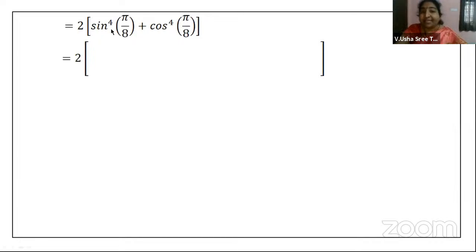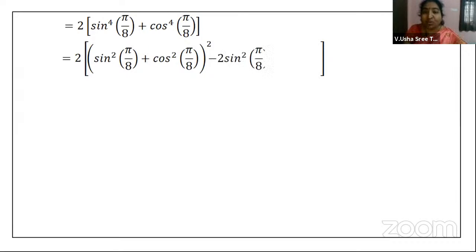Now, these are the terms you are able to see in the bracket. We can always write it as (sine square pi by 8) whole square and (cos square pi by 8) whole square also. Now in that case it looks like a square plus b square form, right? So we can always write it as (sine square pi by 8 plus cos square pi by 8) whole square minus 2 sine square pi by 8 cos square pi by 8. Now this is like a square plus b square is nothing but (a plus b) whole square minus 2ab form.